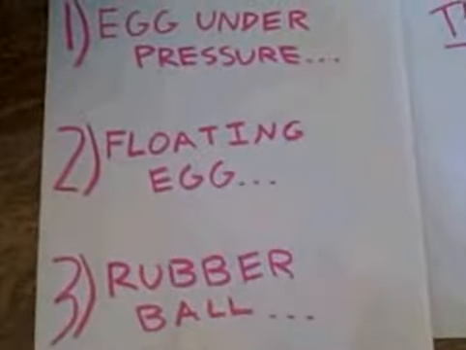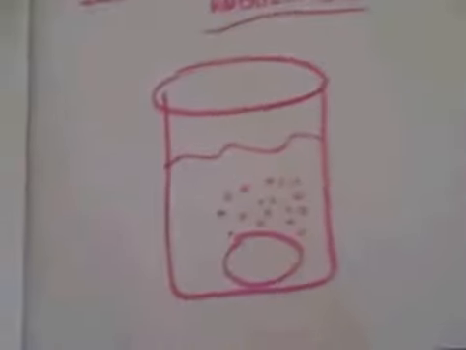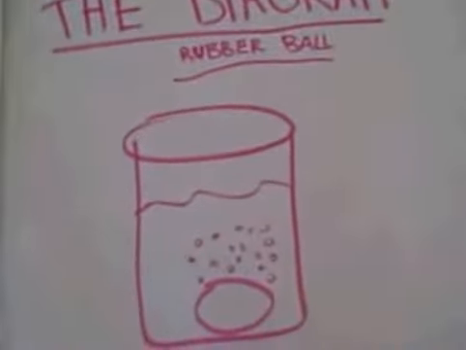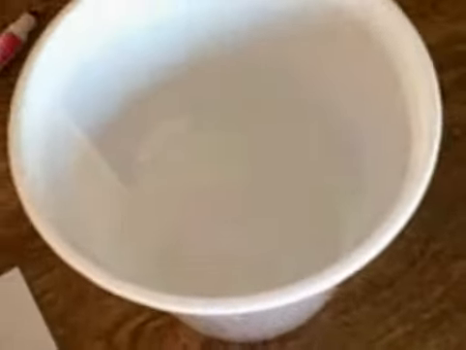For our third and final experiment, we are doing rubber ball. In this diagram here, we have a container with a substance and a raw egg. Over here is a container with the substance, which is vinegar, and a raw egg. So when we submerge the raw egg inside the vinegar, tiny bubbles are coming out, which is carbon dioxide.